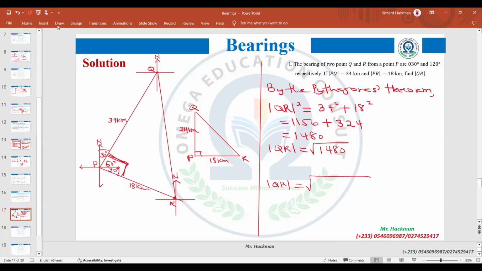Are you following? Yes, please. Let's see whether the question asks us to approximate, if it requires approximation. So what did you get? 38.470. At this point, I will plead: if the question didn't ask you to approximate, don't take it to decimal places, because you can get its actual or exact value. Feed your calculator with this.